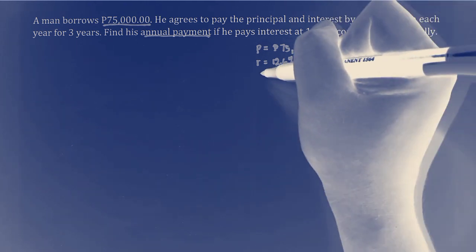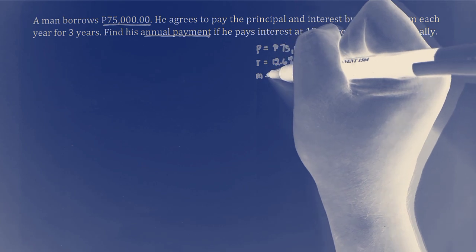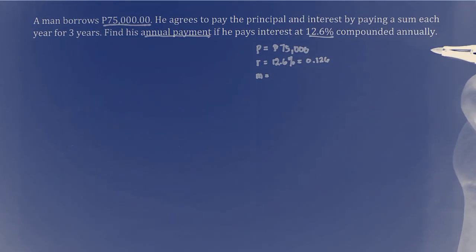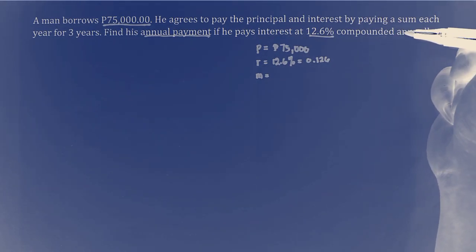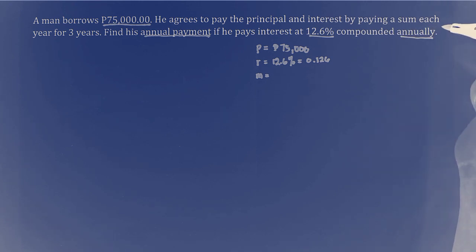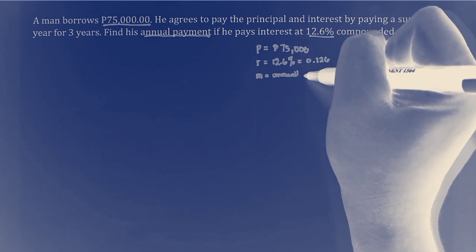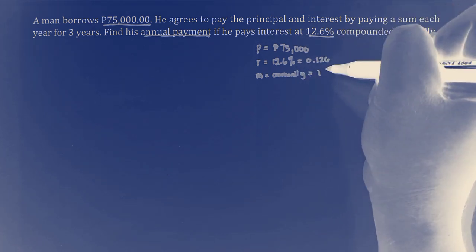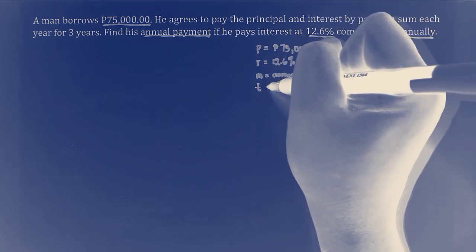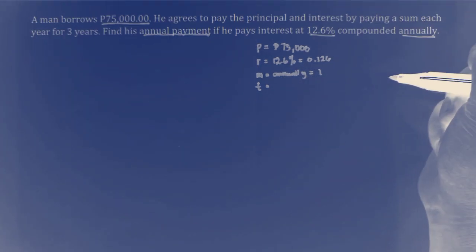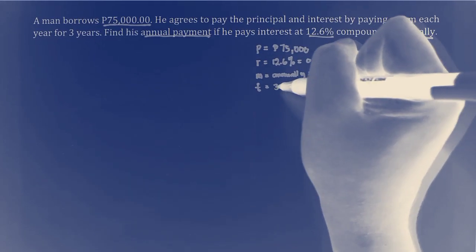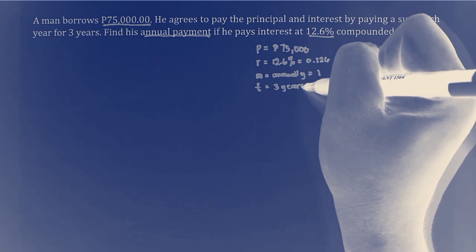And then aside from this, we are also given our conversion period. So ang nakalagay dito ay compounded annually. So meaning to say, since ito ay annually, ang M natin dito ay 1. And then also we are given the time. So babayaran niya ito for 3 years. So yung time natin dito is 3 years.